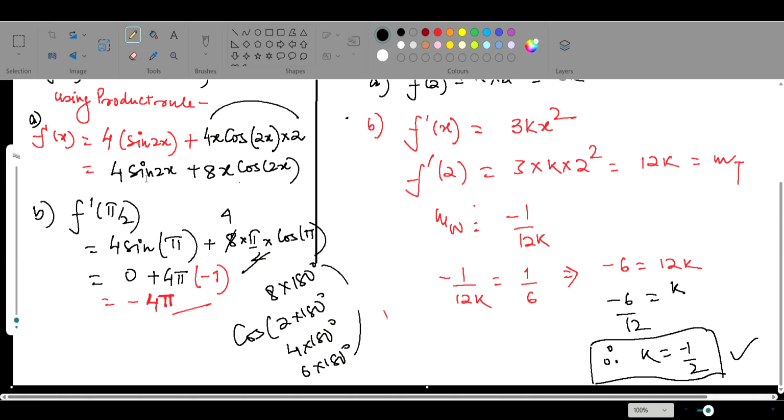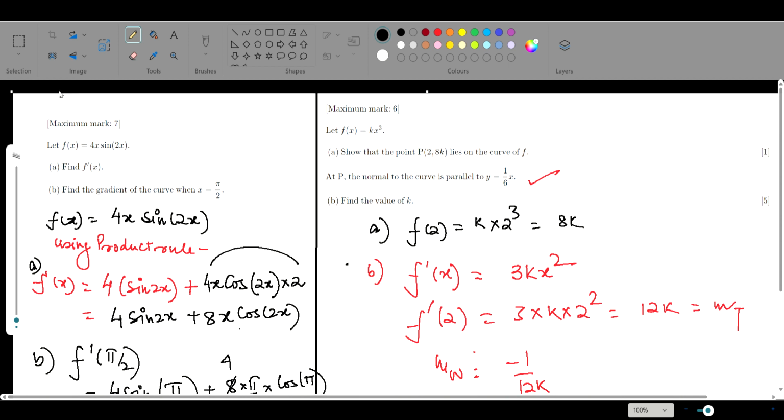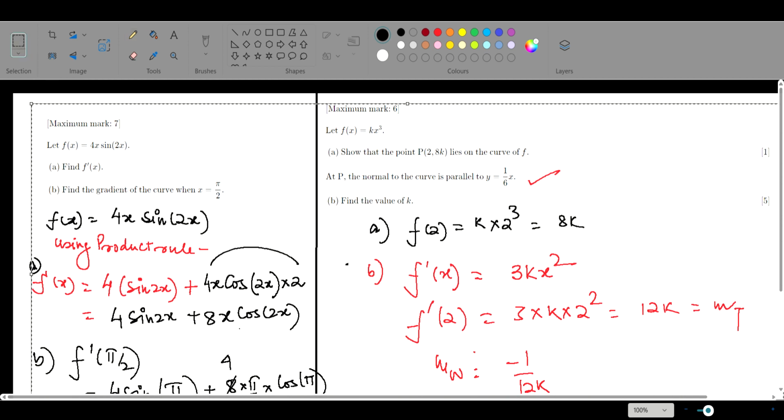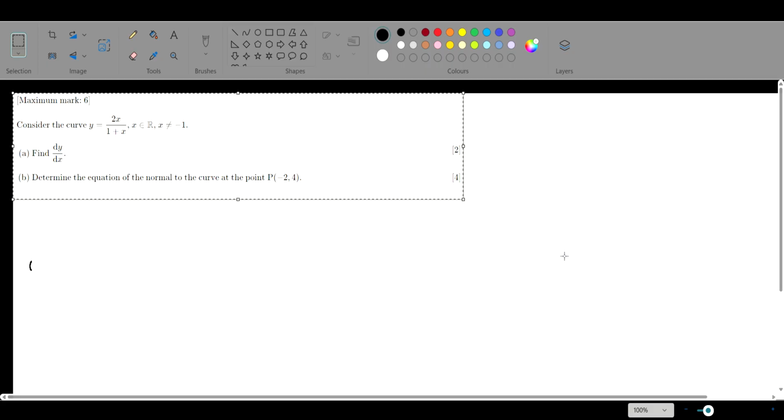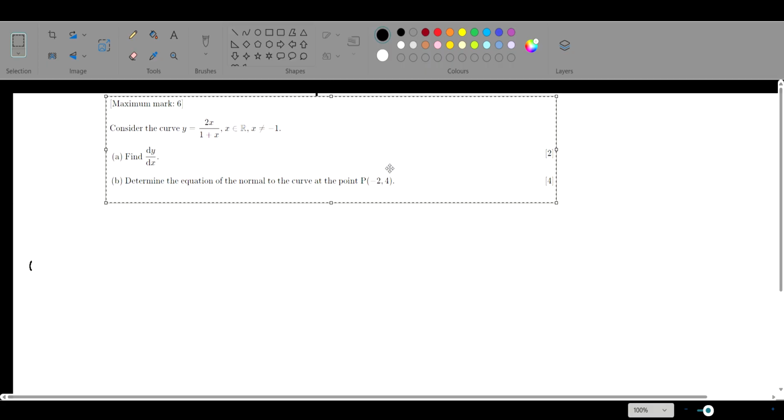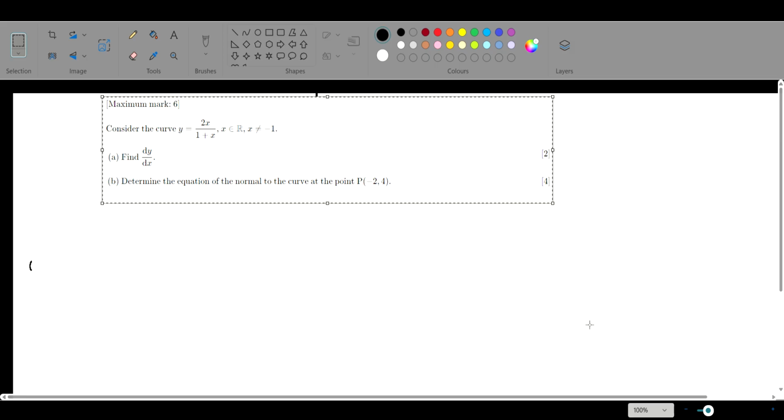Alright, let's come to the next sum. Find dy over dx and determine the equation of the normal to the curve passing through the point minus 2, 4.